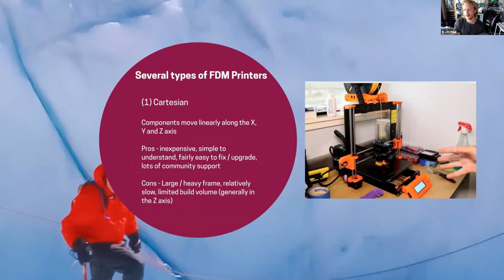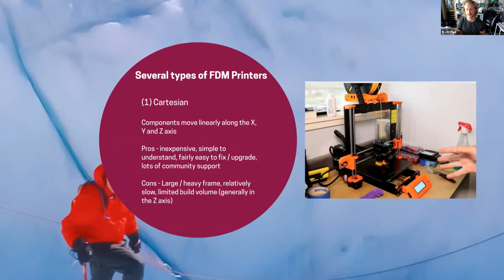Even within the FDM world, there are many different styles and types of printers. What it comes down to is how the printer knows where the nozzle is at. So there's Cartesian and polar, and that informs how it's spec'd and what the hardware looks like. Here we're looking at a Cartesian printer. The components move linearly along an X, Y, and Z axis.